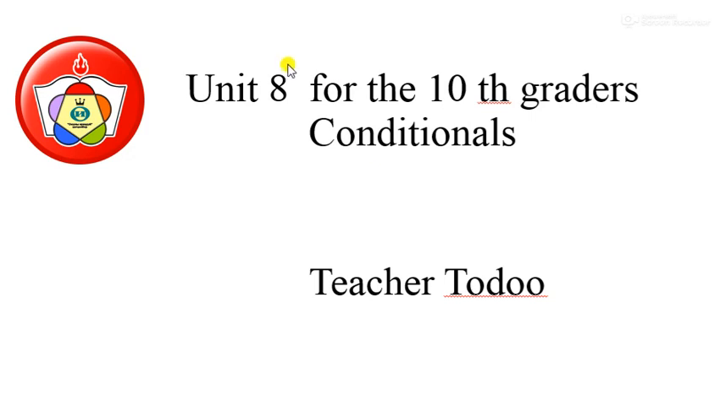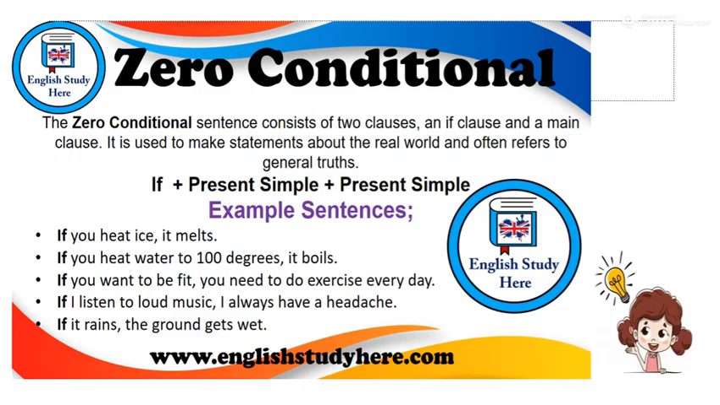Today I'm going to teach about conditionals, okay? It's in your book, Unit 8, right? Conditionals. First one is zero conditional. The zero conditional sentence consists of two clauses, an if clause and a main clause. It's used to make statements about the real world and often refers to general truth.